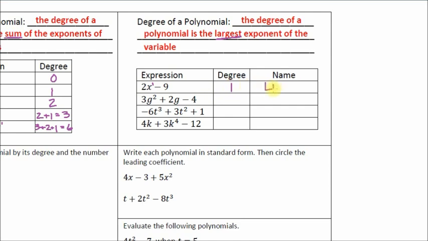We actually call this linear. You saw this last year in Integrated Math 1. This is a linear equation. If you put y equals 2x minus 9 and you graph that, you'll get a straight line. How about the next one?